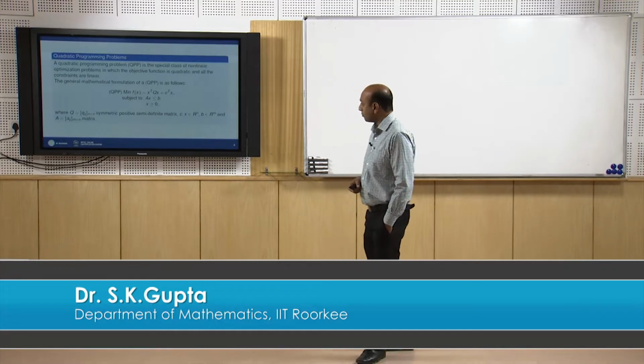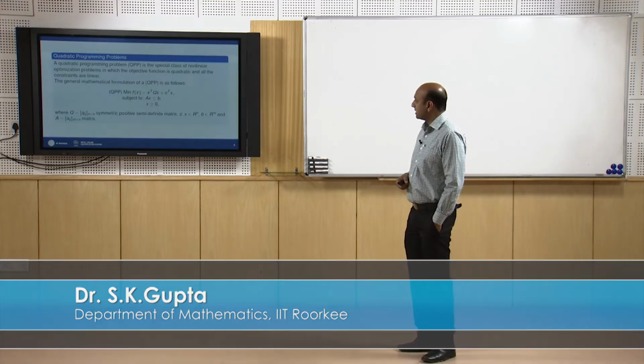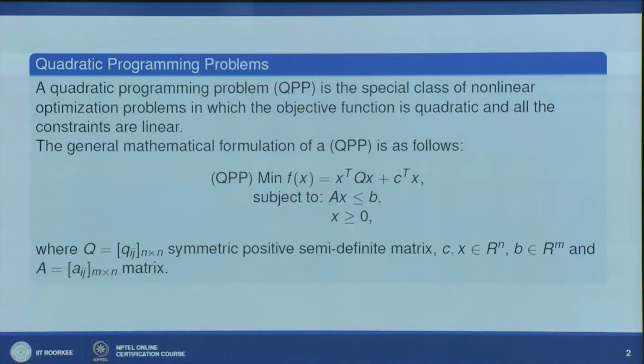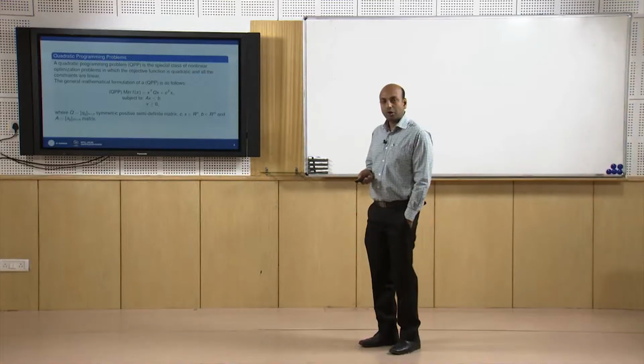So, the general format of QPP is minimizing the function f(x) equals x transpose Qx plus c transpose x, subject to Ax less than or equal to b and x non-negative, where this Q is a matrix of order n cross n, a symmetric positive semi definite matrix. c and x belong to R^n, b belongs to R^m and A is an m cross n matrix. So, this is the general format of a quadratic programming problem.